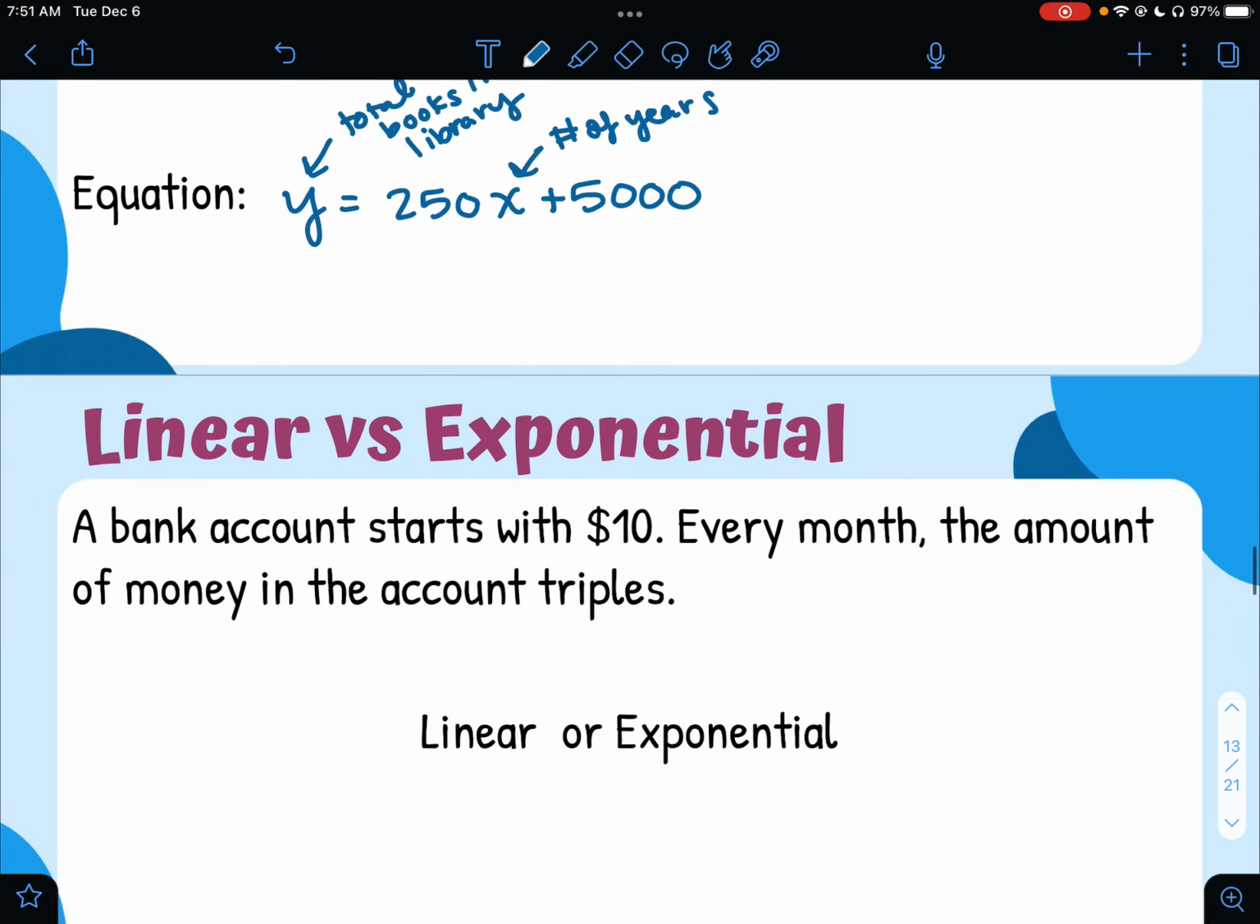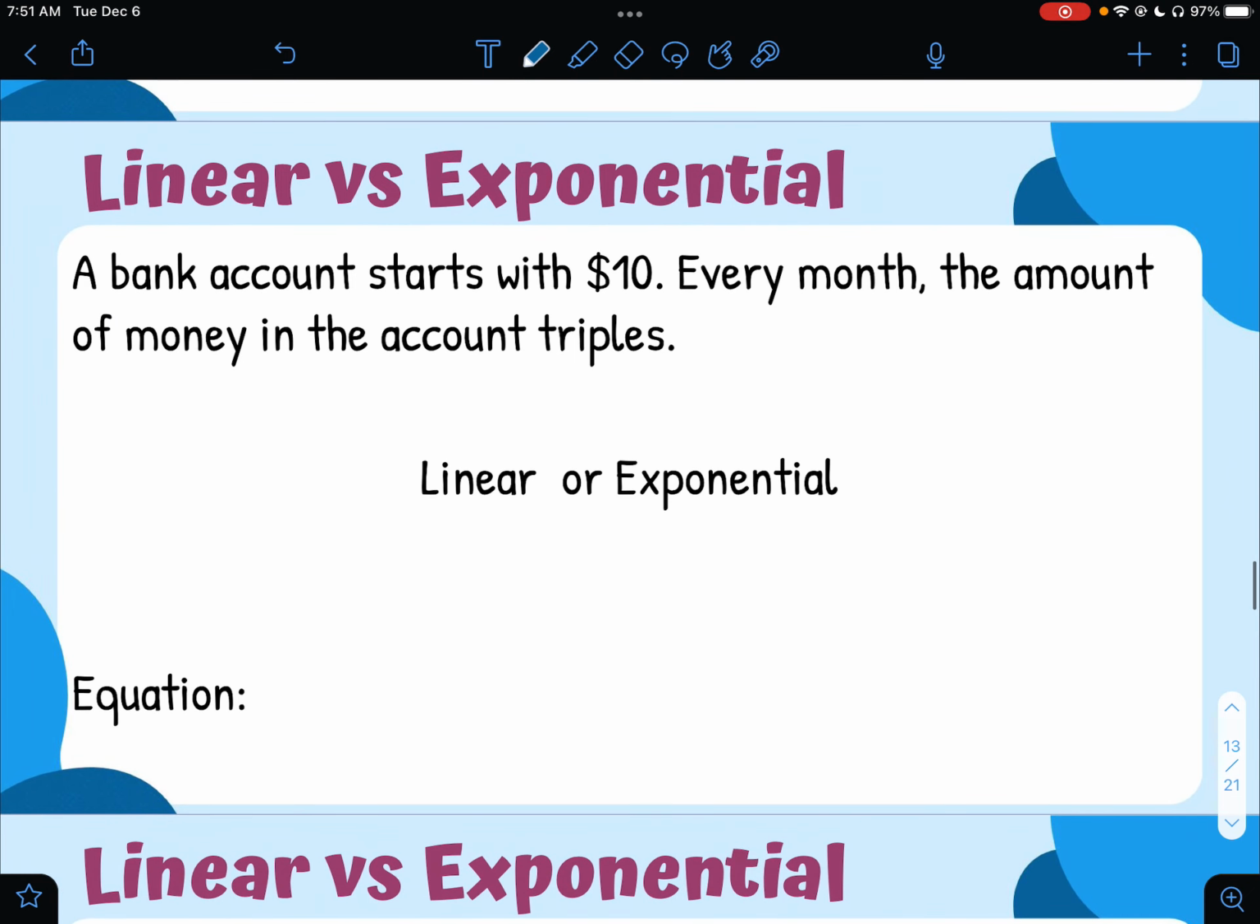Let's take another situation. A bank account starts with $10. Every month, the amount of money triples. Is this linear or exponential? Keywords in this situation include triples. That tells us it's not going up by a constant rate of change, but rather a multiplier. It has a factor, telling us this is exponential.